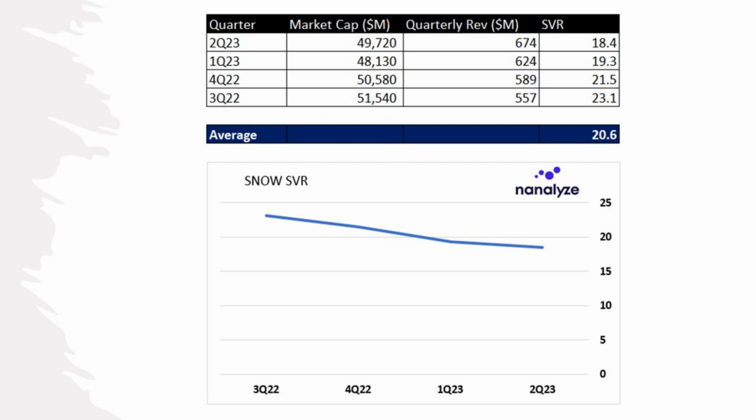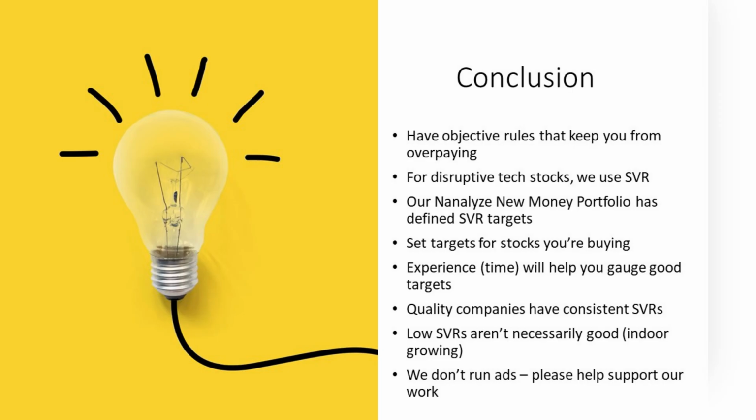So just to conclude, make sure you have objective rules that keep you from overpaying, whatever those might be. For disruptive tech stocks, we use simple valuation ratio. Now, a new product we've developed, our annualized new money portfolio, has defined SVR targets, and similar to the examples that we've showed you, defined SVR targets for the 10 tech stocks in that portfolio. There's also 10 dividend growth stocks, but for the tech stocks, we've defined targets.